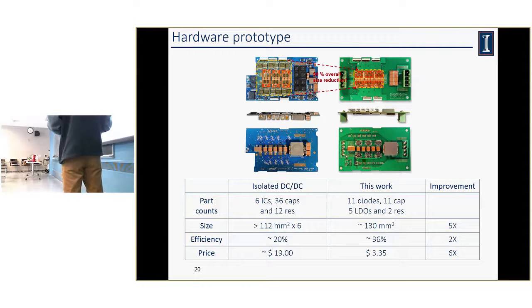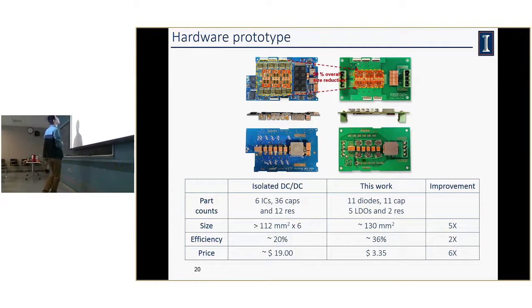And here is a table comparing my work with the isolated DC-DC chip. Essentially, I can achieve the same functionality with fewer parts and smaller size, a 5 times improvement, 2 times more efficient, as well as a 6 times reduction of the component cost.